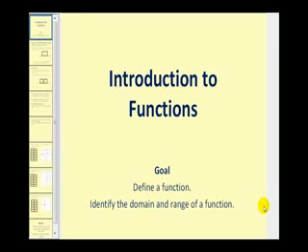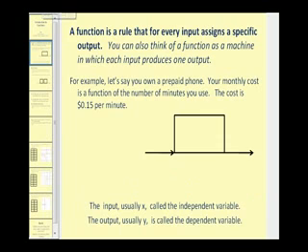Welcome to an introduction to functions. The goals of this video are to define a function and also to identify the domain and range of a function. A function is just a rule that for every input assigns a specific output. You can also think of a function as a machine in which each input produces a single output.